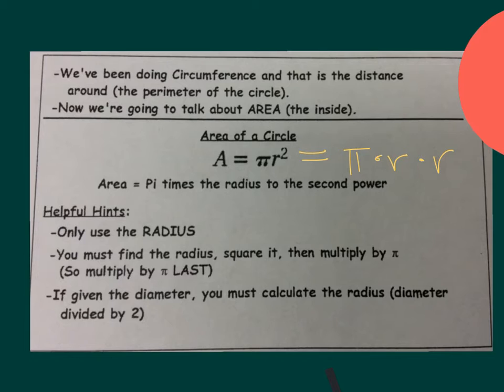Okay, so helpful hints: only use the radius, that's the main one. You must find the radius, square it, and then multiply it by pi. So multiply by pi last. And if given the diameter, you have to calculate the radius, aka divide the diameter by 2. So again, let's look at a practice problem.